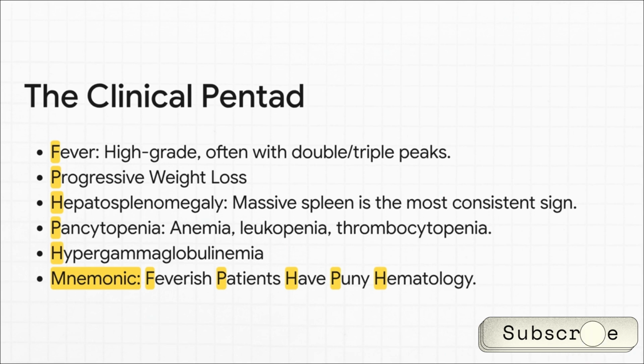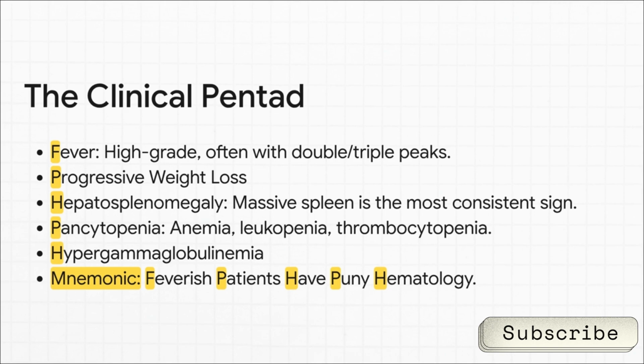P is for progressive weight loss. The next H is for hepatosplenomegaly. That massive spleen is the most consistent sign you'll see. The second P is for pancytopenia, meaning anemia, low white cells, low platelets. And the final H is for hypergammaglobulinemia, from that Th2 response we talked about. Feverish patients have puny hematology.